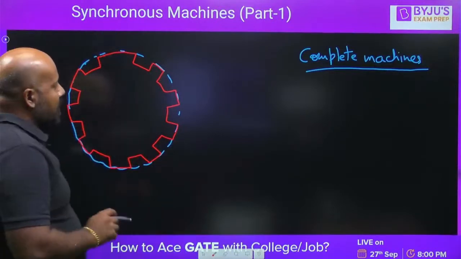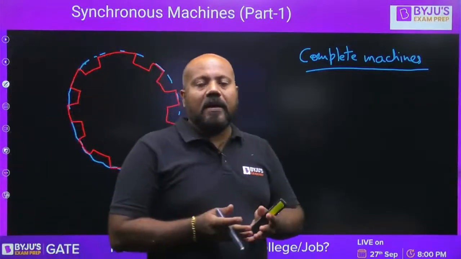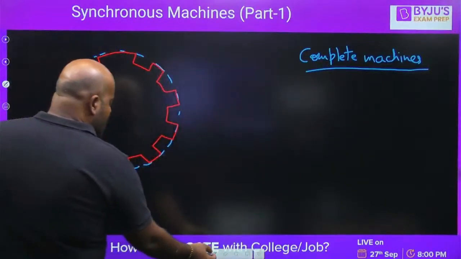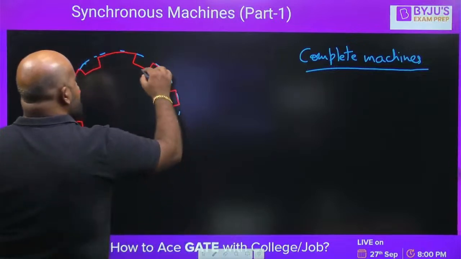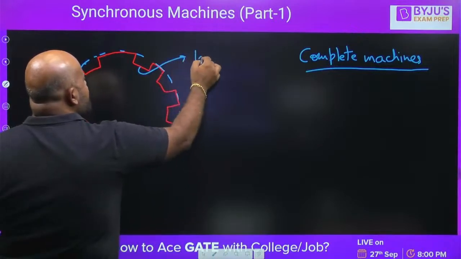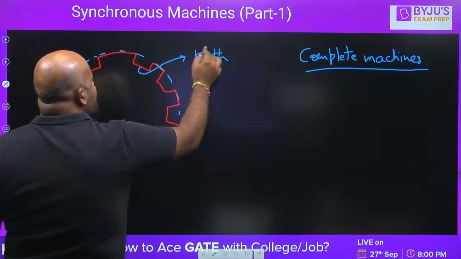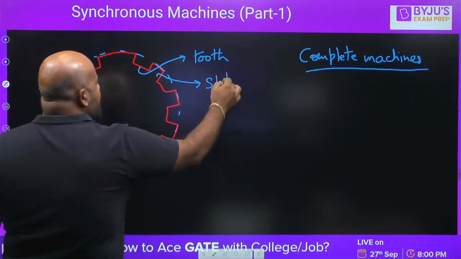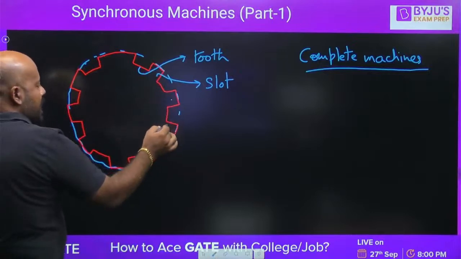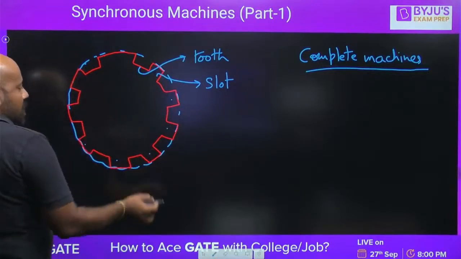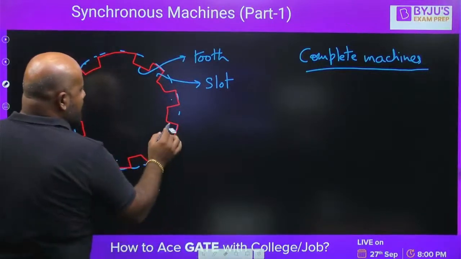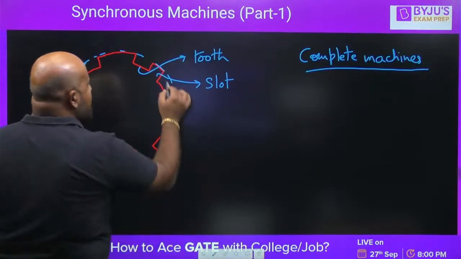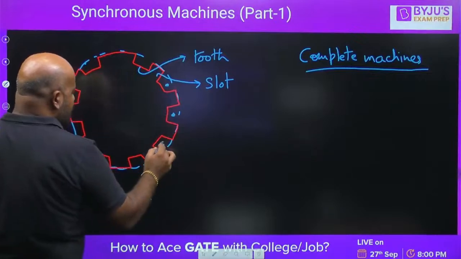Something like this. So it is going to be cylindrical in structure, and there will be slots and teeth. This is what we call slot and tooth. This is going to be the tooth, and this grooved area is called the slot. The windings are going to be placed in the slot area.